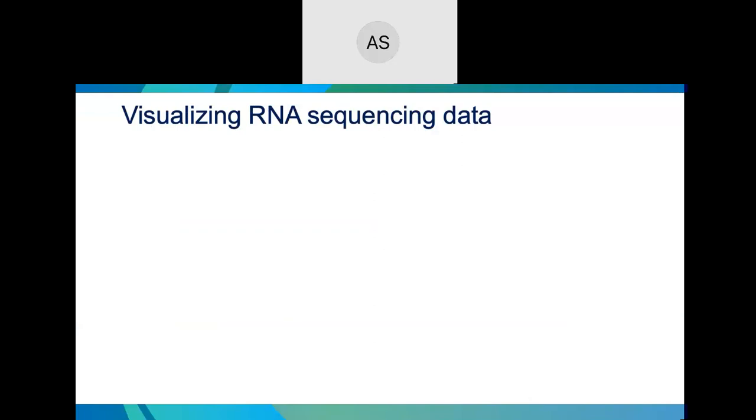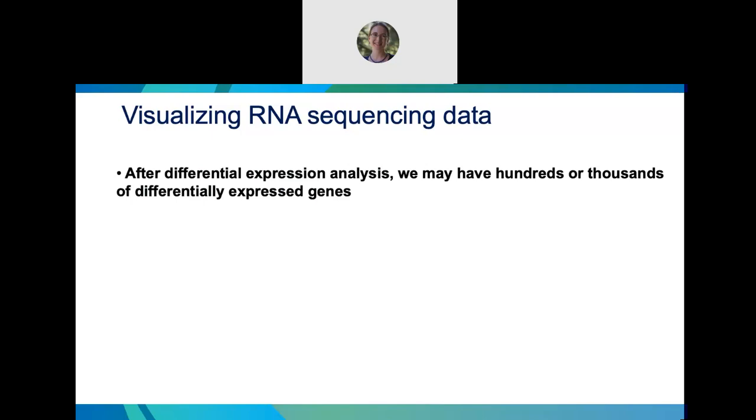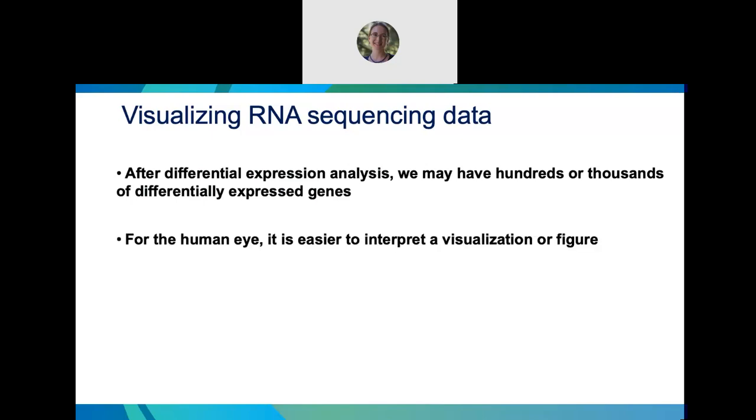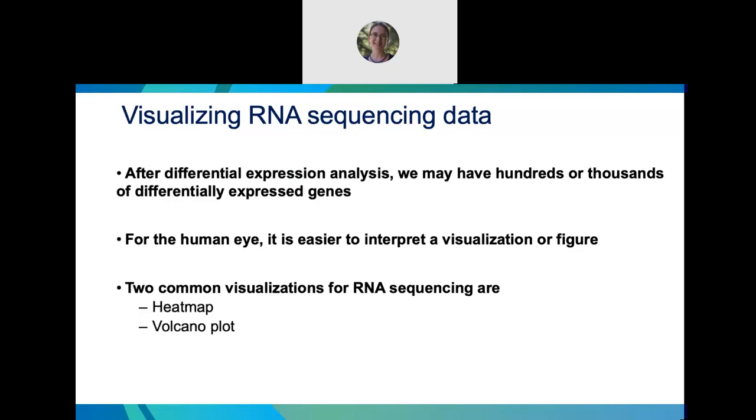All right. So let's just get back into the lecture here. As we know, when we're running differential expression analysis, we start with thousands and thousands of genes. So it could easily happen that we're going to have hundreds or thousands of significantly differentially expressed genes. That is a little bit difficult to look at using the human eye. So it's really nice if we can interpret some sort of visualization or figure. Two common visualizations for RNA sequencing that we're going to use are the heat map and the volcano plot.